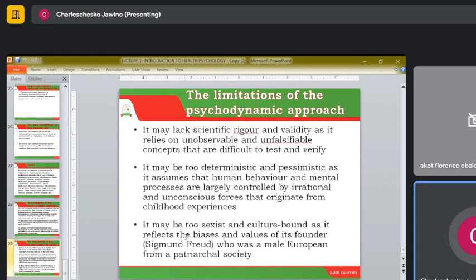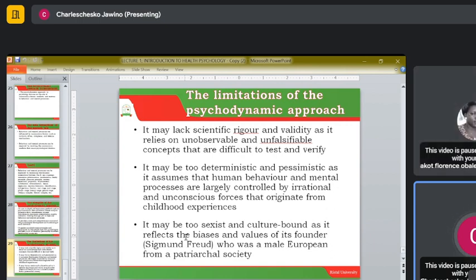It may be too deterministic and pessimistic, as it assumes that human behavior and mental processes are largely controlled by irrational and unconscious forces that originate from childhood experience. I've talked about childhood experiences, but I can say more on unconscious forces. It's a limitation if I tell you that you're behaving the way you behave because you don't know whether it is good or bad. Really, that's the limitation of this approach.